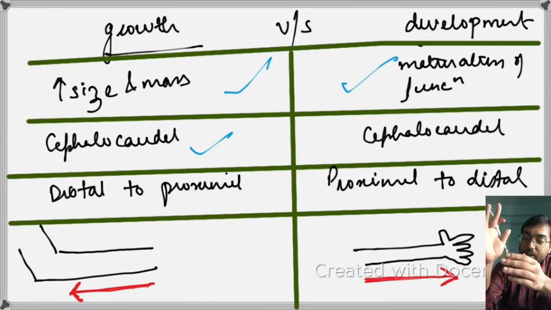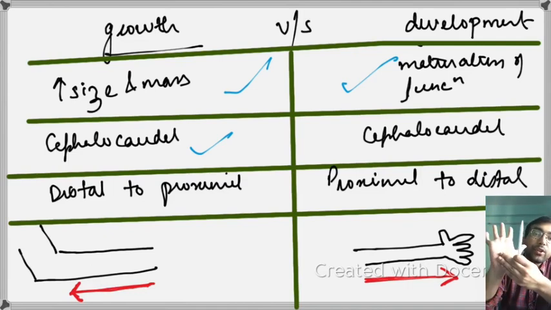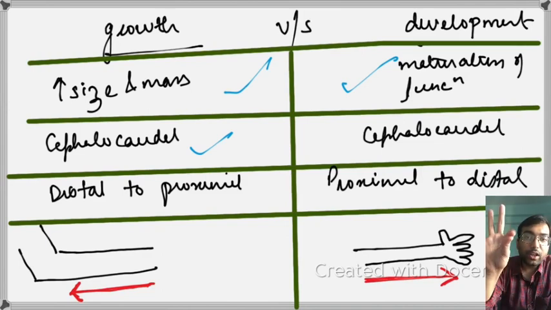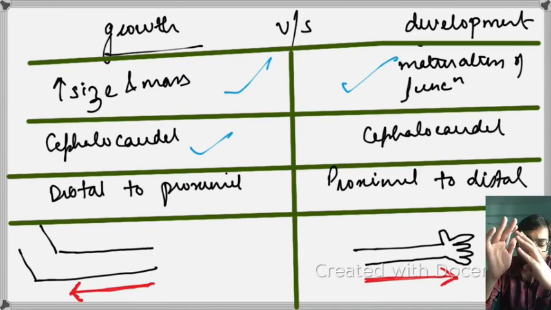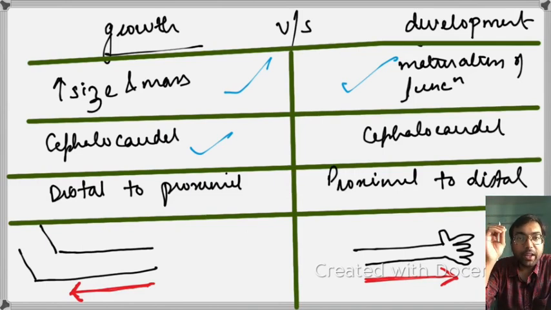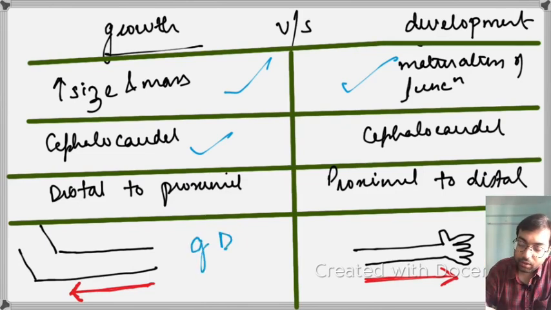Whereas development is proximal to distal. So first the child will learn how to use his palm, and then the child will know how to grasp like this. First the child will grasp with his palm, then the child will use his fingers for pincer grasping, or like that. Okay. So just remember, growth is distal to proximal, whereas development is proximal to distal. You can remember it like growth is DP, distal to proximal.